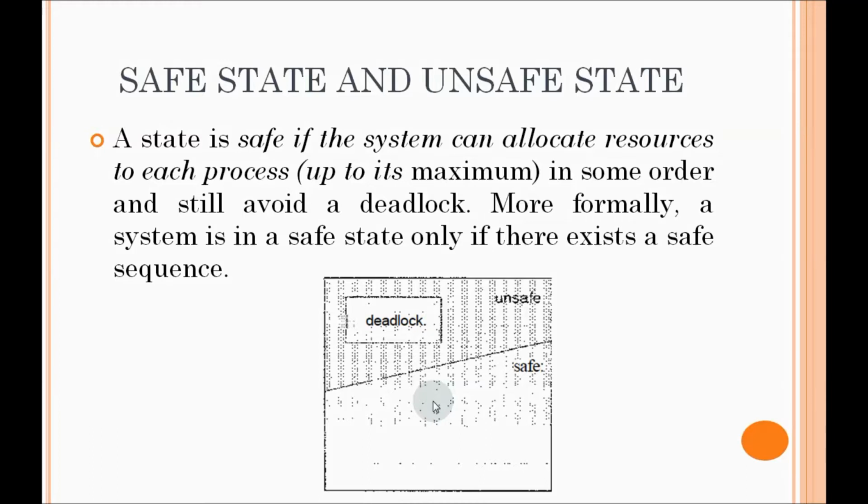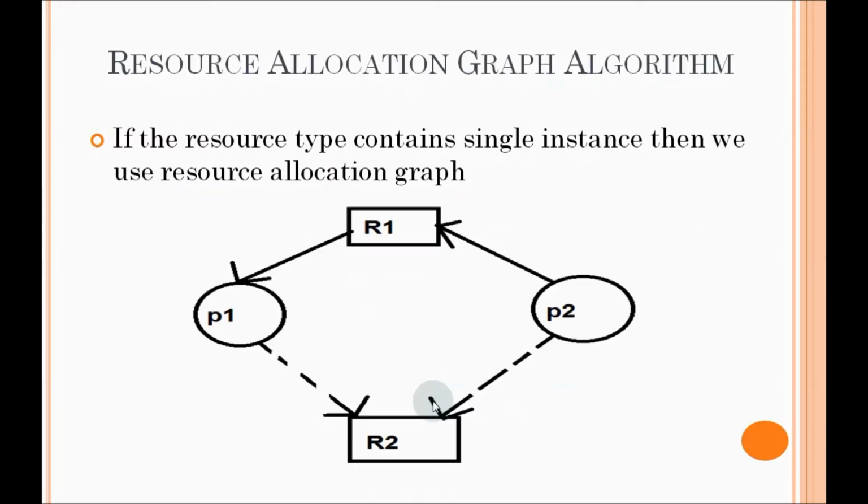Getting, guys? Now I will explain the resource allocation graph algorithm. To explain the resource allocation graph algorithm, I am taking this example. You can see here, if the resource type contains a single instance, then we use resource allocation graph. I already told you that. So the resource type should contain a single instance, then only we have to use resource allocation graph. So this is my example. Right? By taking this example, I am going to explain the resource allocation graph algorithm.